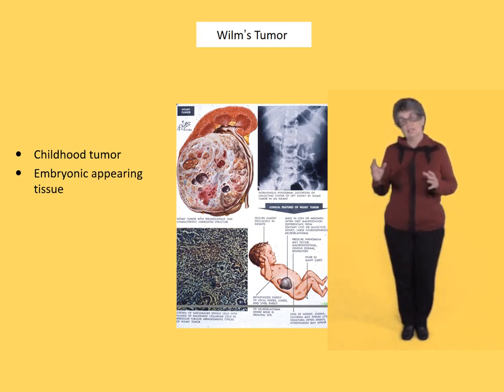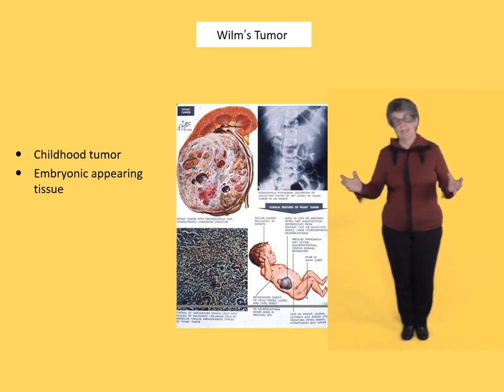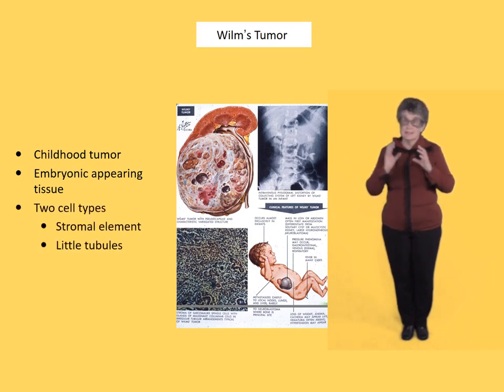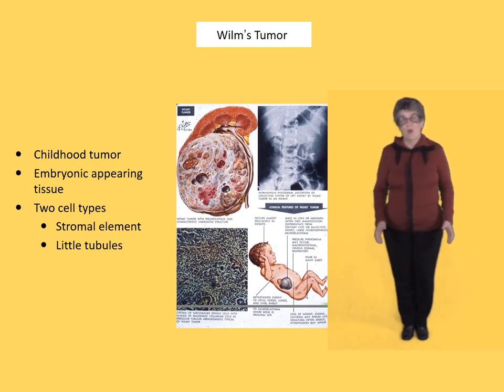And it's a tumour that's made up not just of one cell line of differentiation, but many cell lines of differentiation, some showing mesenchyme, some showing primitive glomeruli, and some showing primitive tubules. That's because it arises from an embryonic type cell that then differentiates as it forms the tumour.